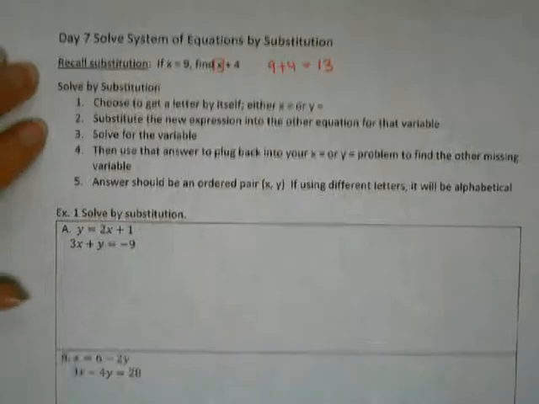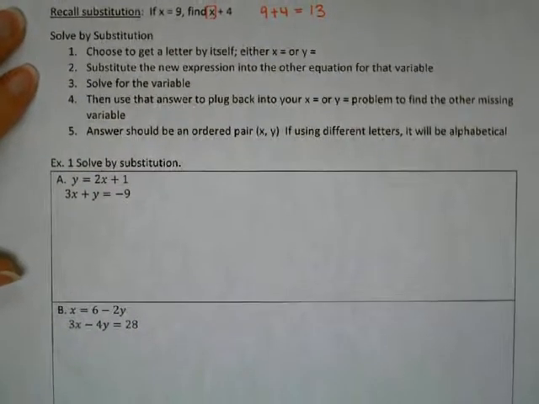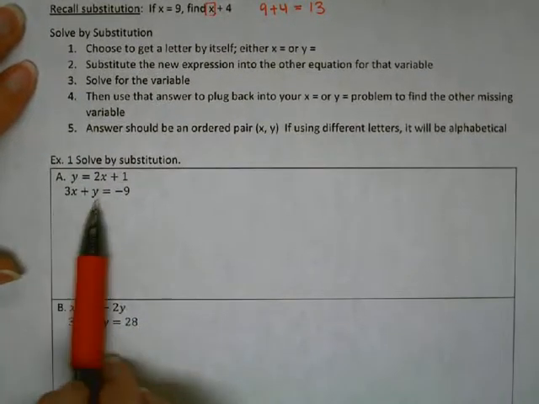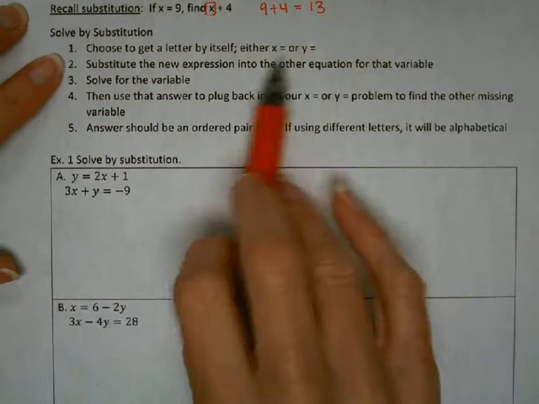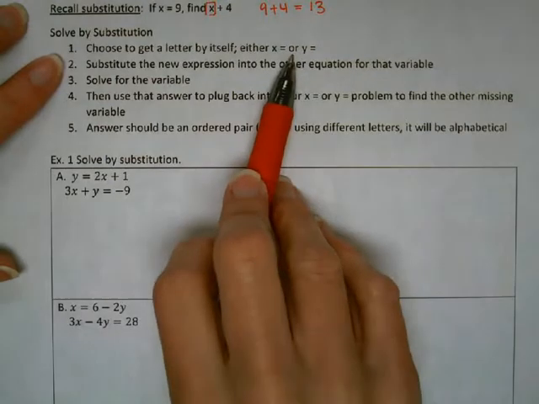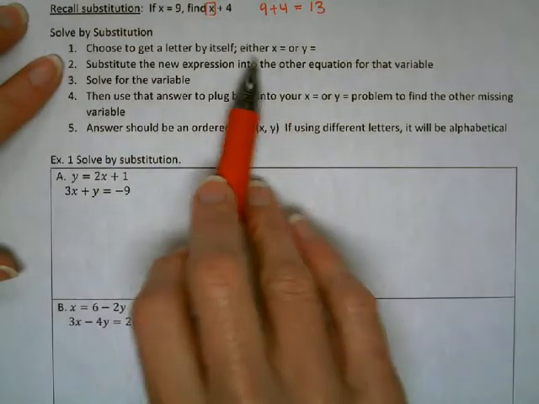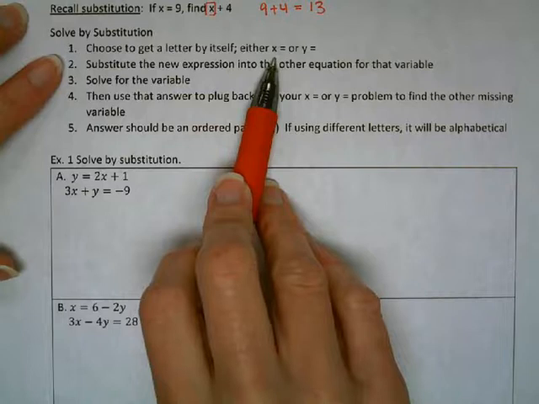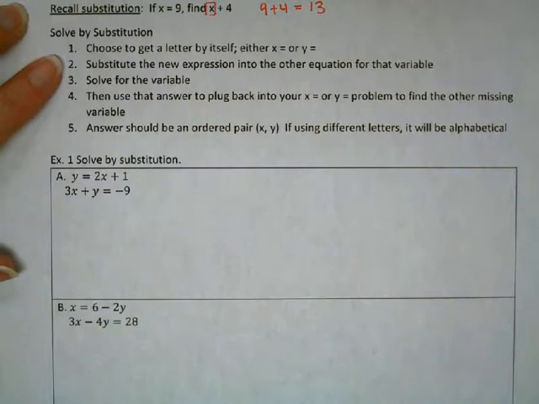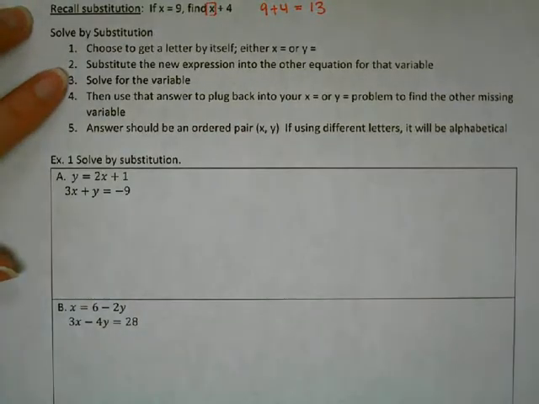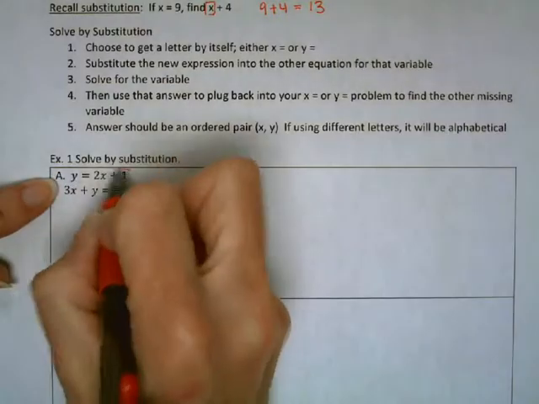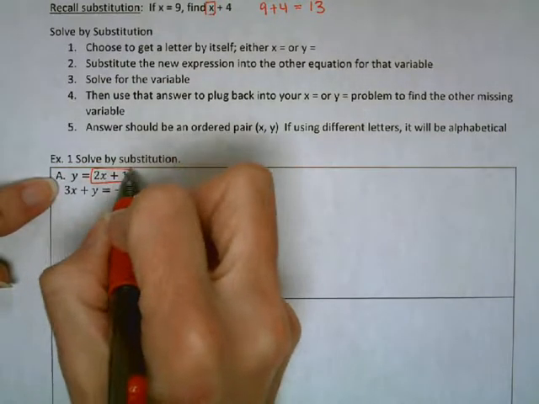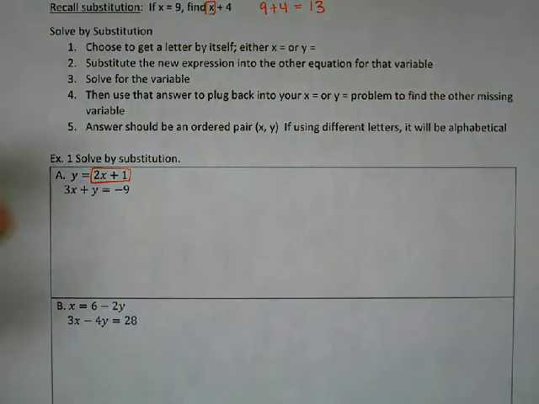So when we have a system of equations, remember systems have two equations and two variables. Choose to get a letter by itself, either x equals or y equals. Since we're not graphing, you don't have to put it in y equals. If x equals is easier to get by itself, then that's what we want to do. If you look at this equation here, we have y equals. So this whole thing right here is what we're going to replace the y with.